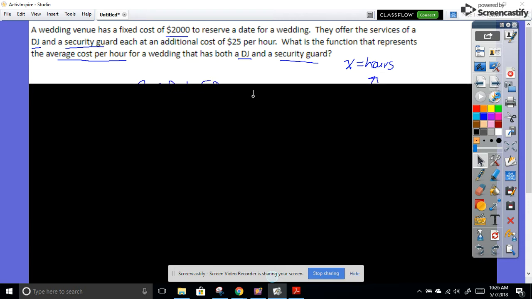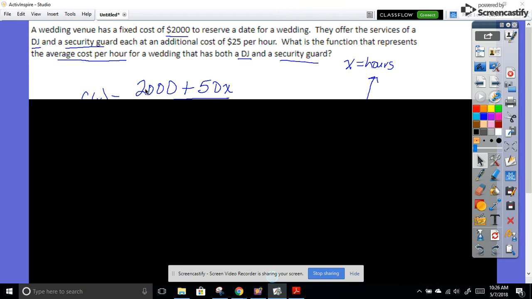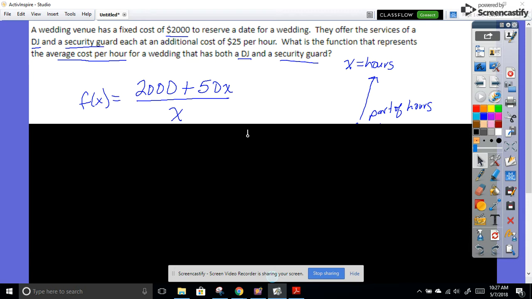Anyway, so we know that we take the $2,000 that it costs to get it in, and then $50. Remember, that's $25 for the DJ, $25 for the security guard, $50 an hour. But then we divide it by how many hours we have. Okay, that's going to be our function.